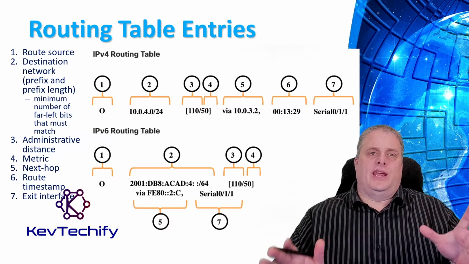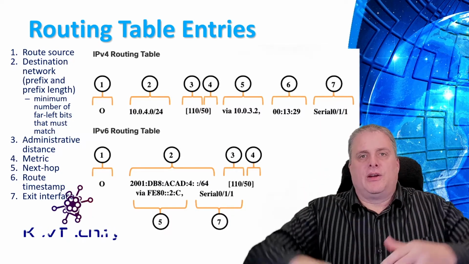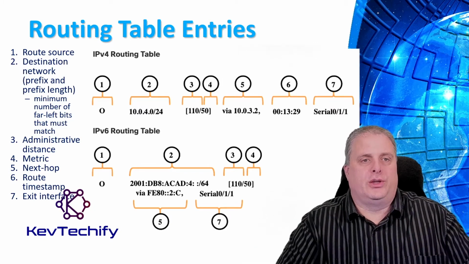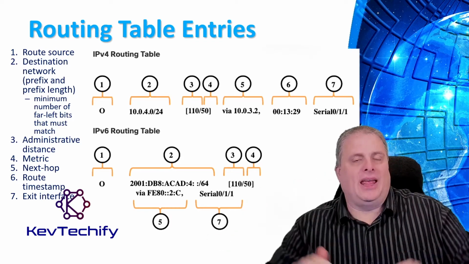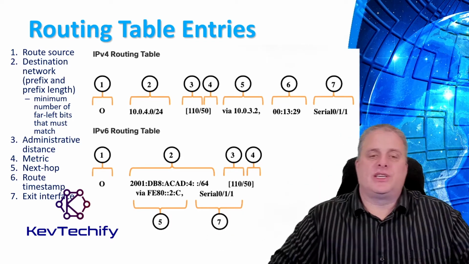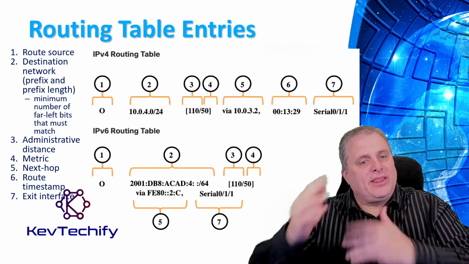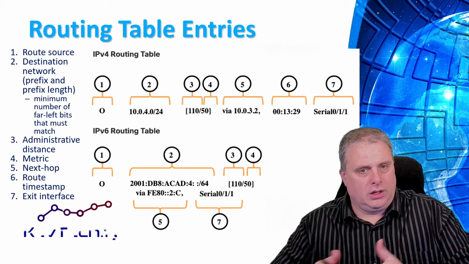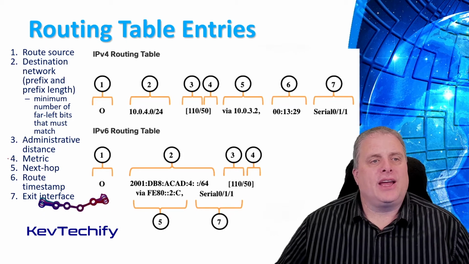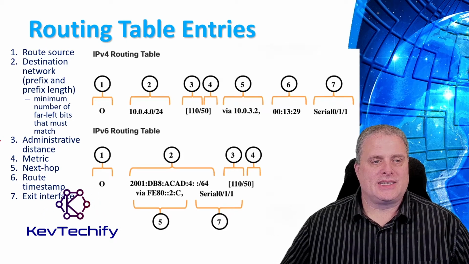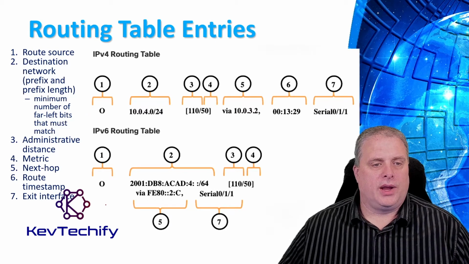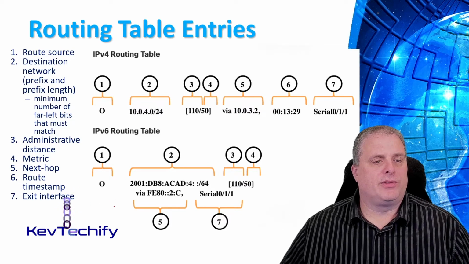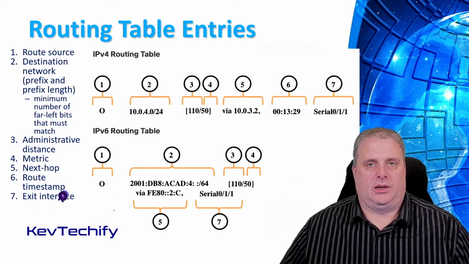When we look at a routing table, we're going to see all sorts of entries for the different networks it knows how to get to. Each one of these entries follows a basic layout. Between IP version 6 and IP version 4, that layout is pretty similar. Right here is an example of a routing entry from an IP version 4 network, and an entry from an IP version 6 routing table.